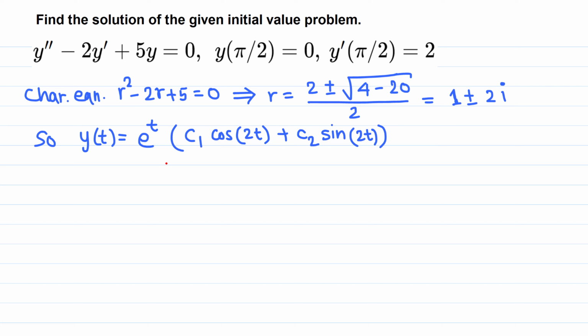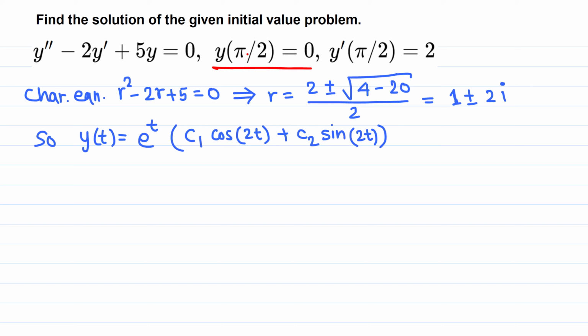So based on this, our solution is e to the t times c1 cosine 2t plus c2 sine 2t. Now we need to determine the values of c1 and c2 using these two initial conditions. So here is the first one. Okay, let's use this first. But this t is pi over 2.